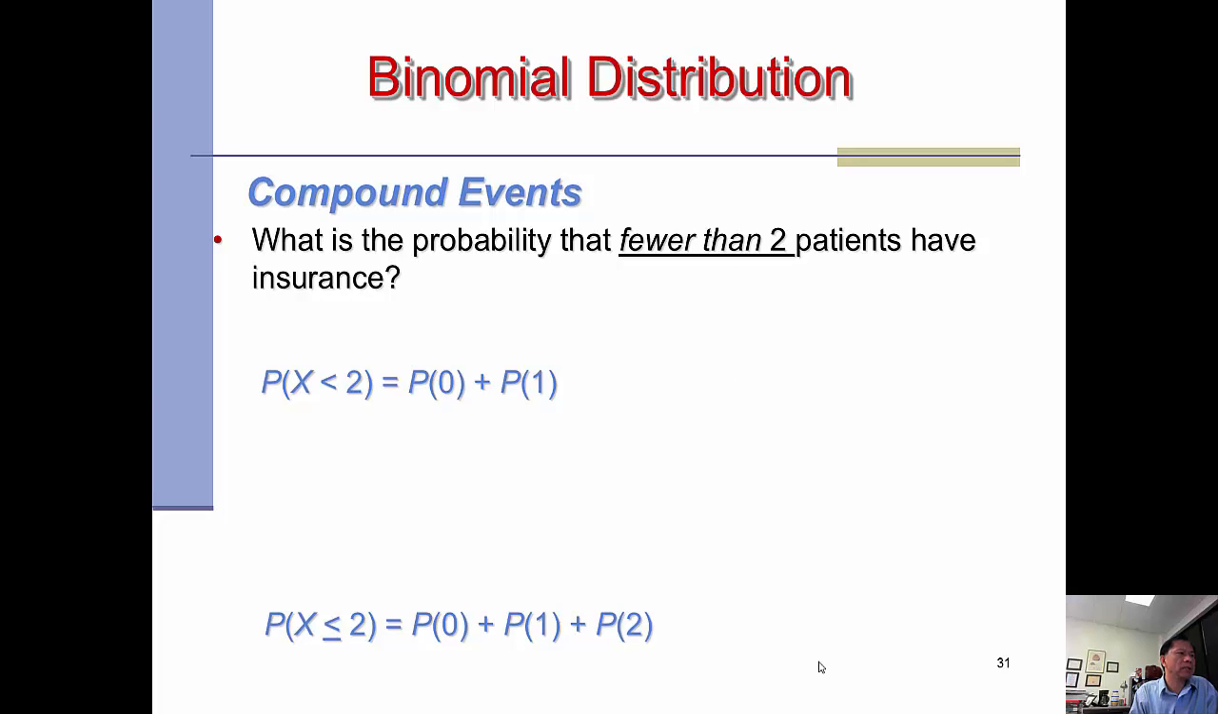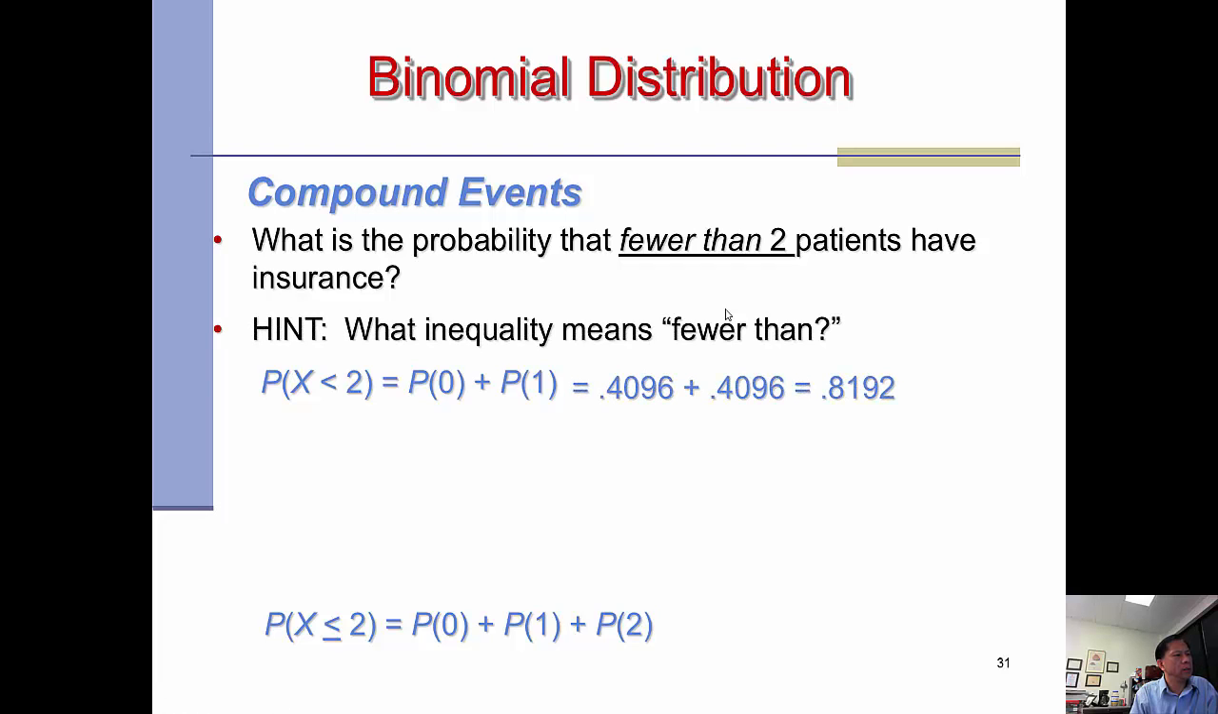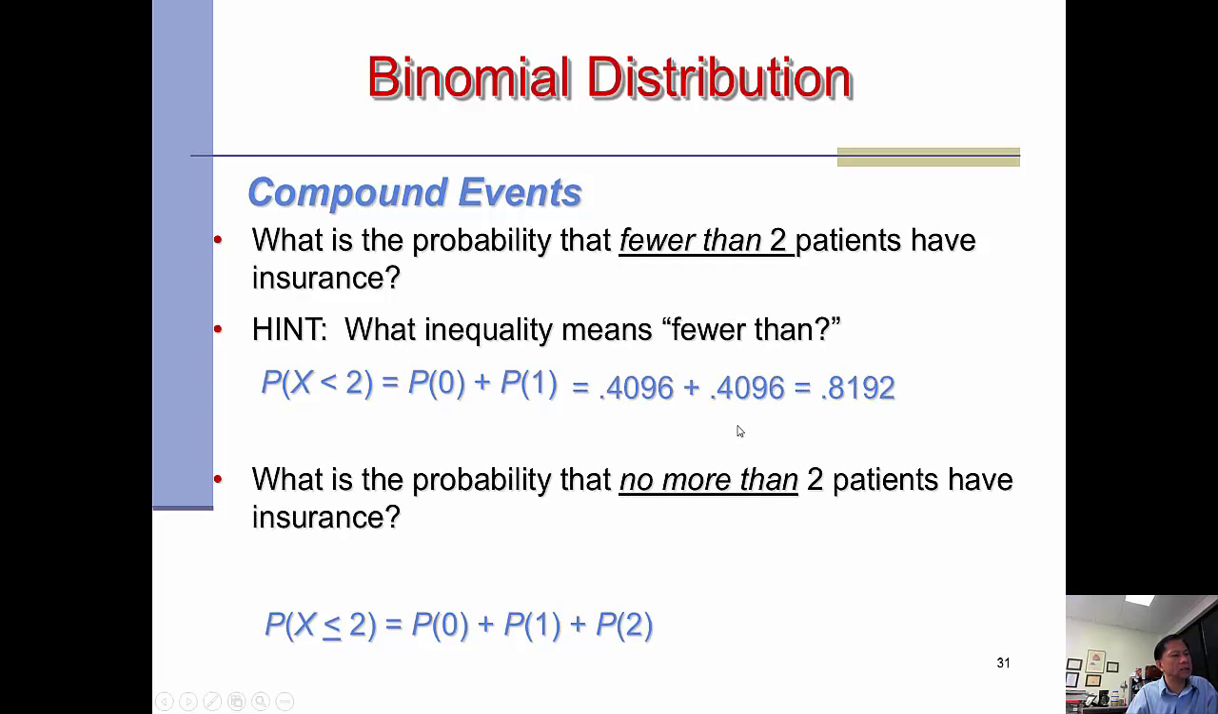Now what is the probability that fewer than 2 are uninsured? What is fewer than 2? If there's no one, zero, that's fewer than 2. If there's 1 person, that's fewer than 2. So basically we need the probability of P0 and P1 to get fewer than 2. And that is 0.4096 plus 0.4096, that's 0.8192.